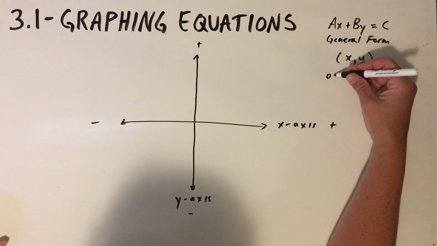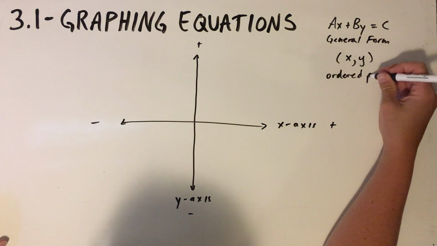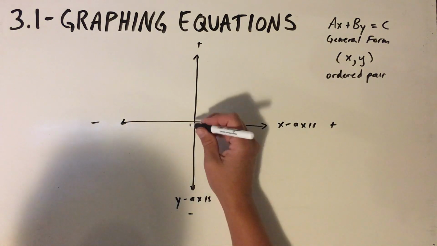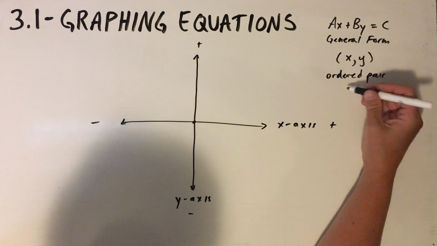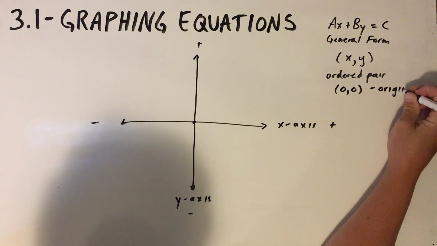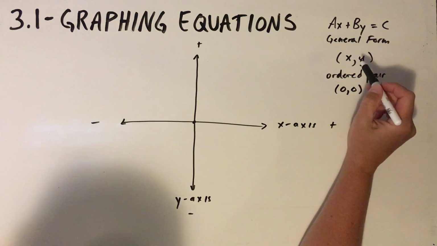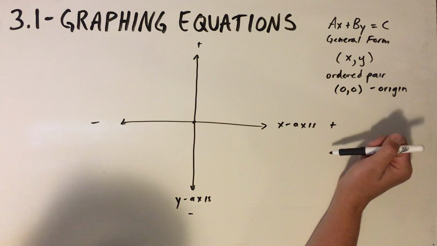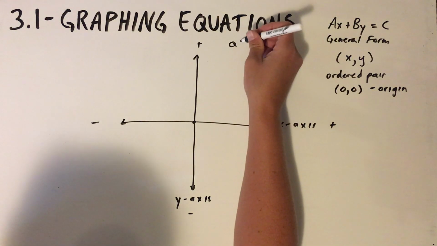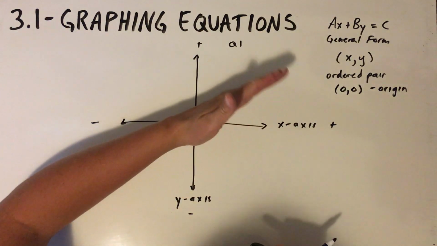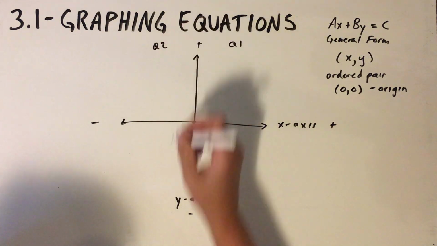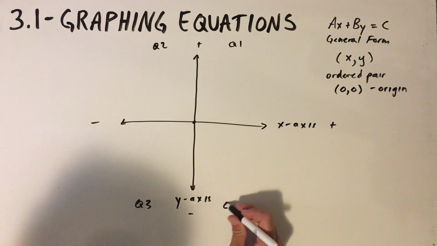So this ordered pair tells us where we're going here. This point here in the center is 0, 0. That is the origin, and all points that you're given as x, y are in reference to the origin. This quadrant right here is quadrant 1. If we had an angle, it would be opening like this, so it would open counterclockwise. So this is quadrant 1, quadrant 2, quadrant 3, and quadrant 4.